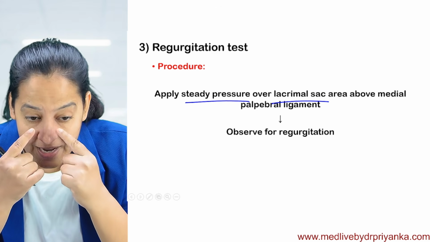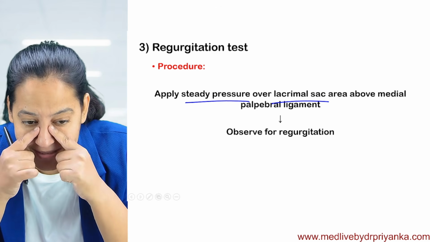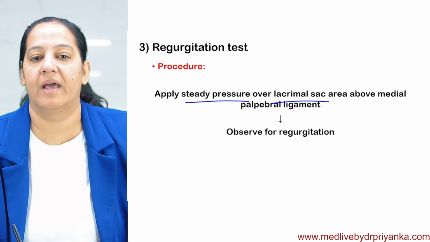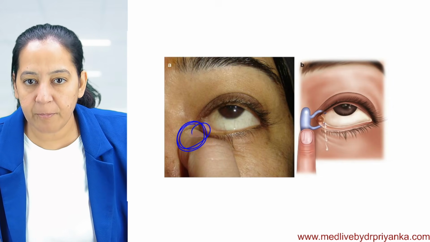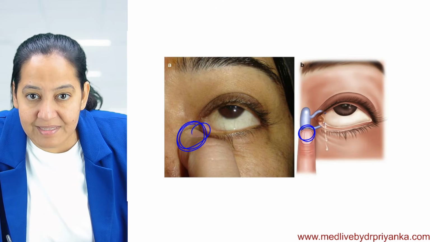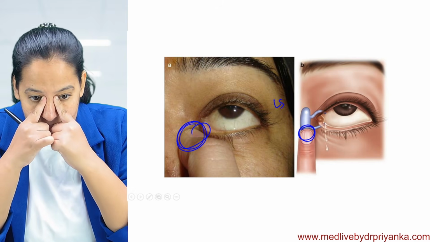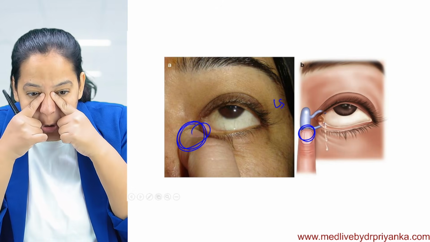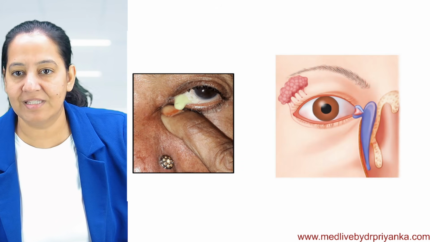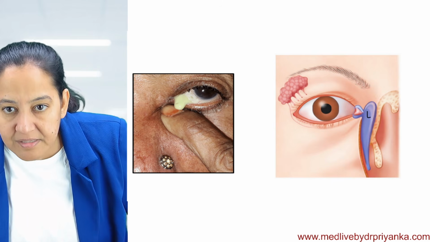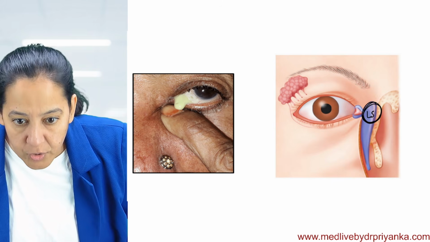If any retention in the lacrimal sac, it will regurgitate from the canaliculi. Observe for the regurgitation. We are putting a pressure over the lacrimal sac. See the location of the lacrimal sac. You can do a pressure on your own. So do the pressure like that. Suppose we are putting the pressure over here. This is the lacrimal sac.